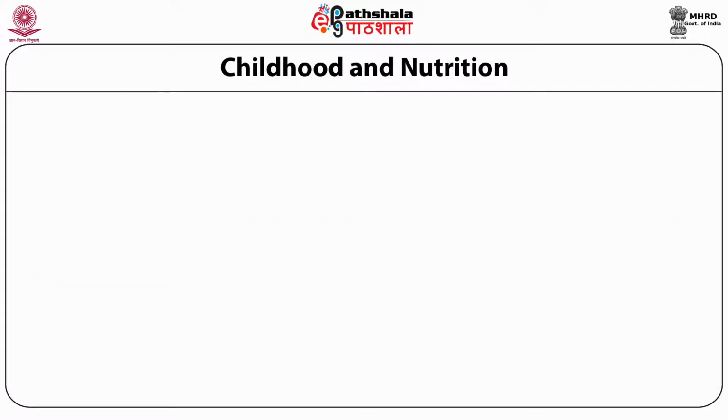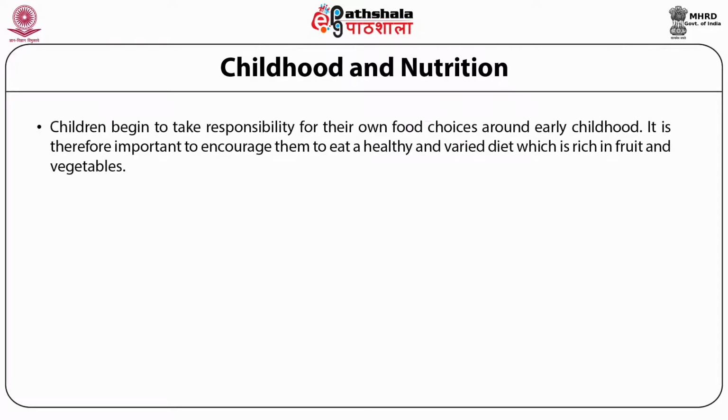Childhood and nutrition are very important because children begin to take responsibility for their own food choices around early childhood. So it becomes important to encourage them to have a healthy diet and a variety of foods in their diet, which can be rich in fruit and vegetables, as they'll need both macronutrients as well as micronutrients. So the importance of fruit and vegetables needs to be made clear to them, so they realize that this is quite important for their adequate growth in all aspects of their body proportions.